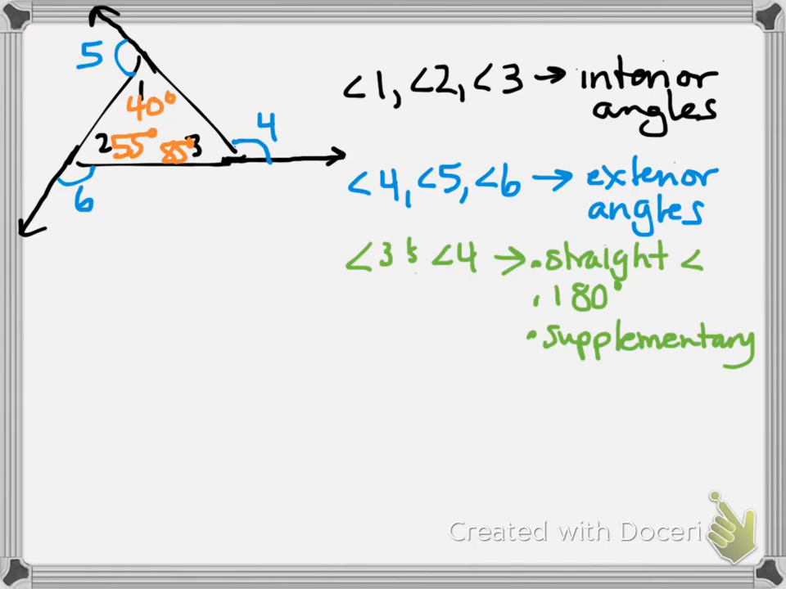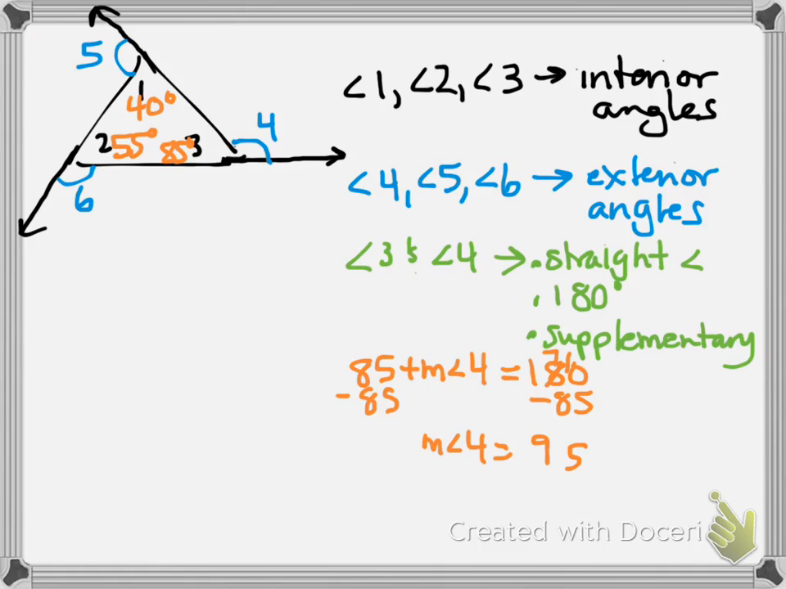So if angle 3 is 85, and I add that to the measure of angle 4, and you told me they equal 180 because they form a straight angle, and I wanted to figure out what the measure of angle 4 would equal, I get 95 degrees. All right, that's cool. So I'm going to label that in here. This is 95.